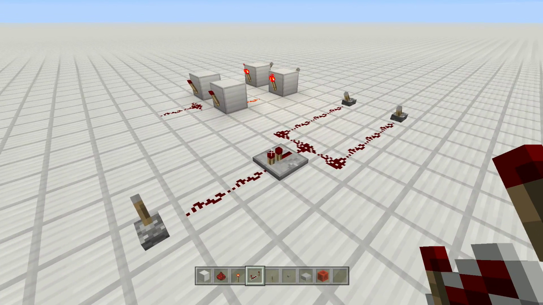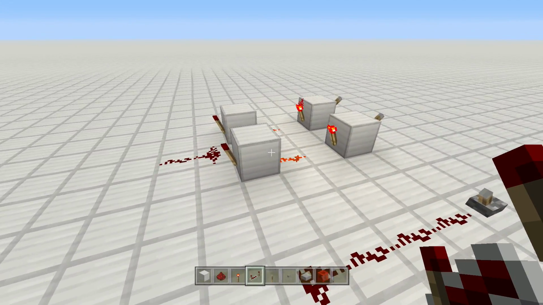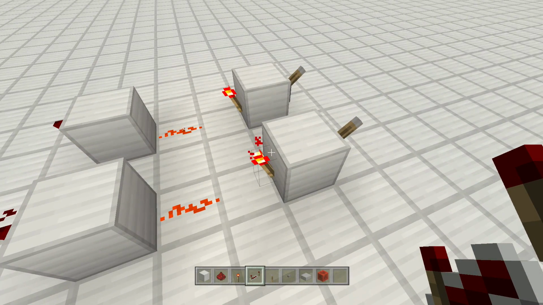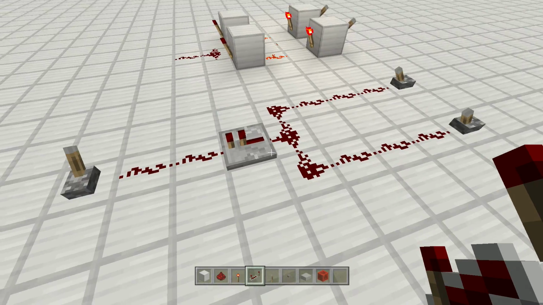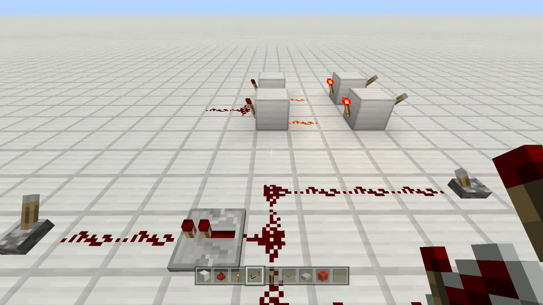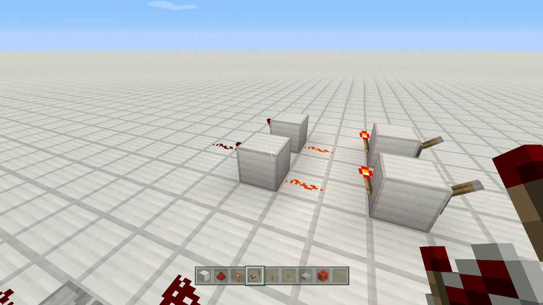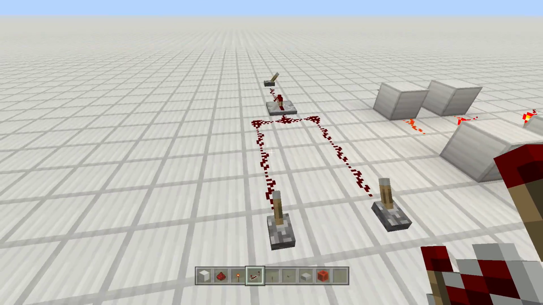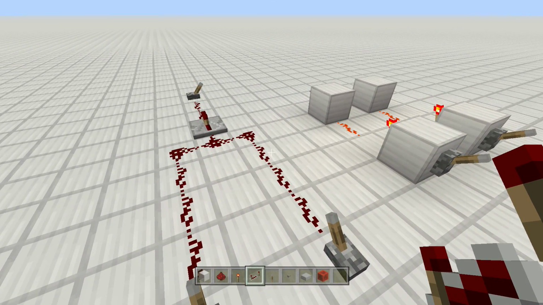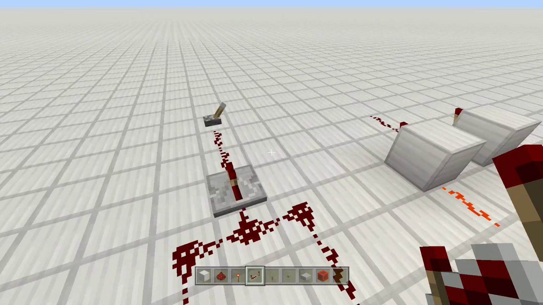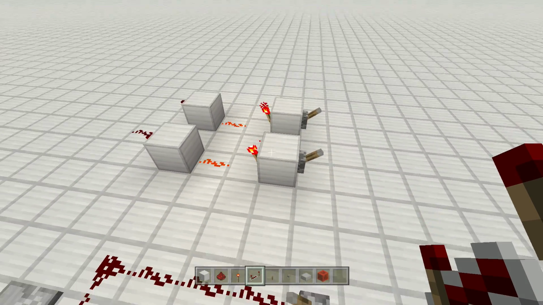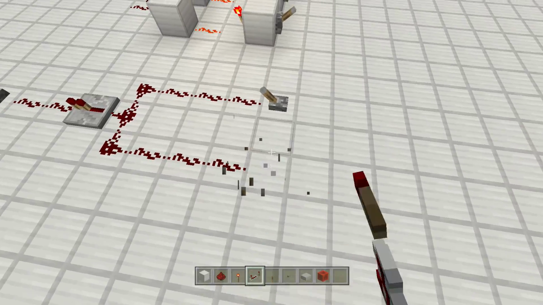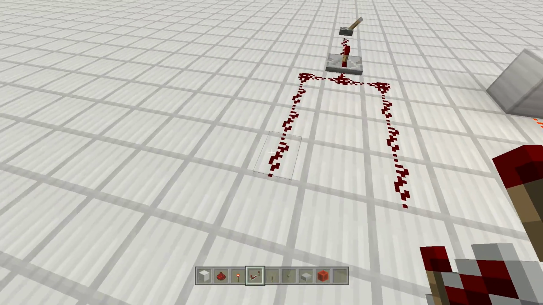Of course, this one is way faster than this one. This one is 2 ticks. So this torch is 1 tick. This is also another tick, so that's 2. And the repeater right here is only 1. So this one is faster than this one by 1 tick. But the difference with this one is that you can actually kind of control it using AND gates, which is the next thing I'm about to show you guys.